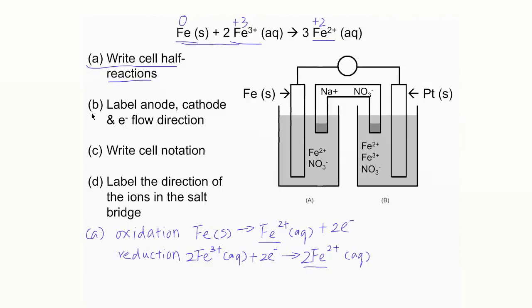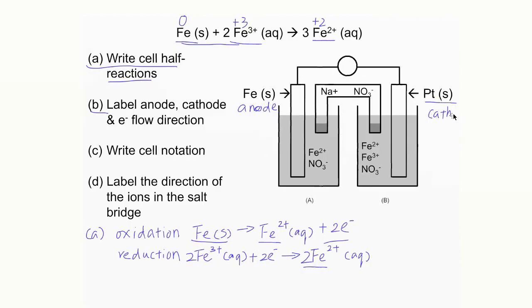The second question, B: label anode, cathode, and electron flow direction. Once you identify what is oxidized and what is reduced, you can identify the cathode and anode. Remember, the anode is the electrode where the oxidation half reaction happens, and it can donate electrons. So iron is oxidized, it generates electrons. So here the iron bar in this structure would be the anode. And of course the platinum would be the cathode.